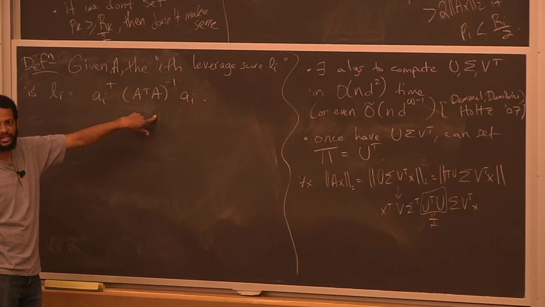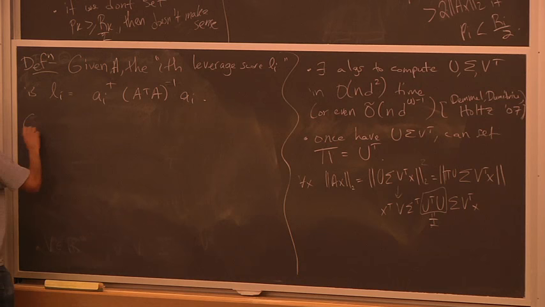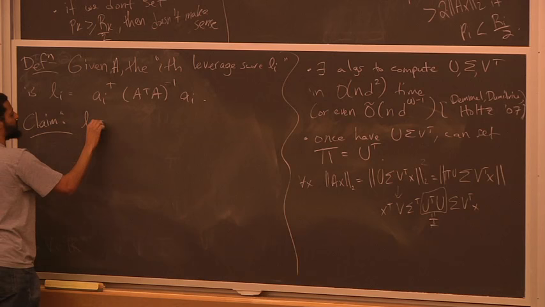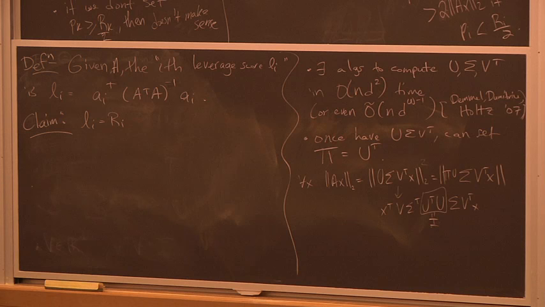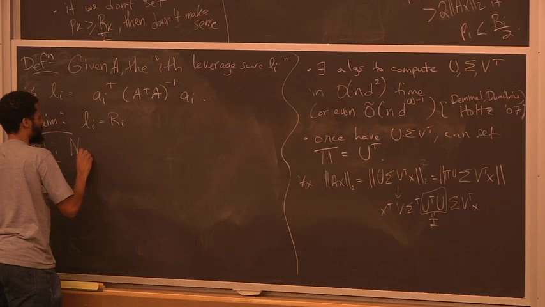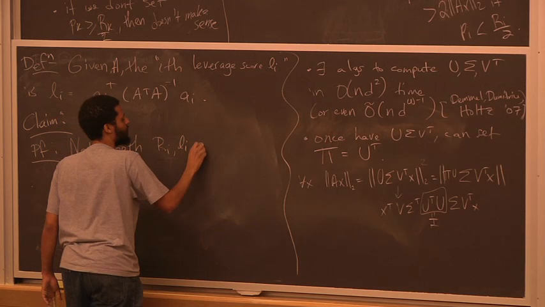Okay, so now claim: l_i is equal to r_i. Okay. So really, the thing that we should be doing is we should be sampling by these leverage scores. Okay. So let's prove this claim. And the observation is, note that both r_i and l_i are basis independent. What do I mean by that?